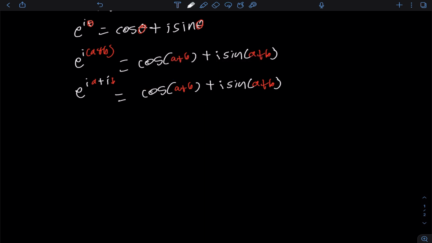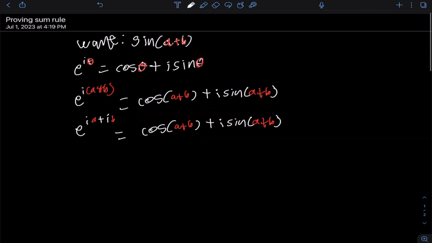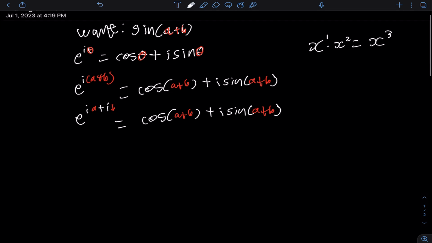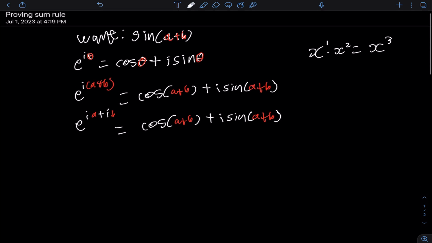Let's refer to a simpler example. We know that x to the power of 1 times x to the power of 2 is equal to x to the power of 3. But how do we know that? Well, we have an x to the power of 1 and 2, and x to the power of 1 times x to the power of 2 is equal to x to the power of 1 plus 2. We add the exponents. So what we can actually do is take the reverse.